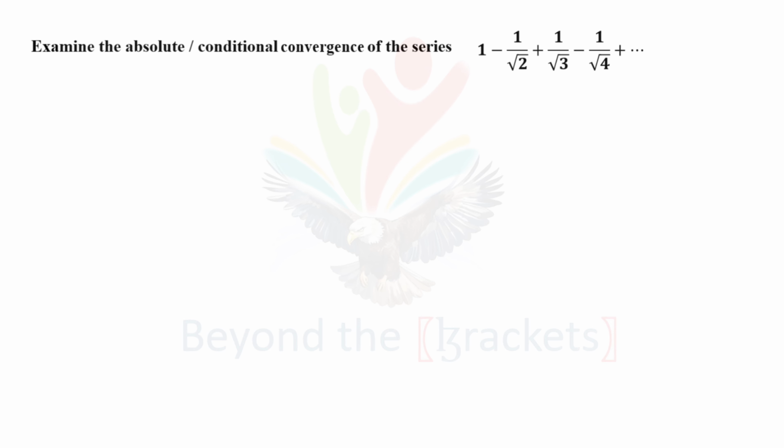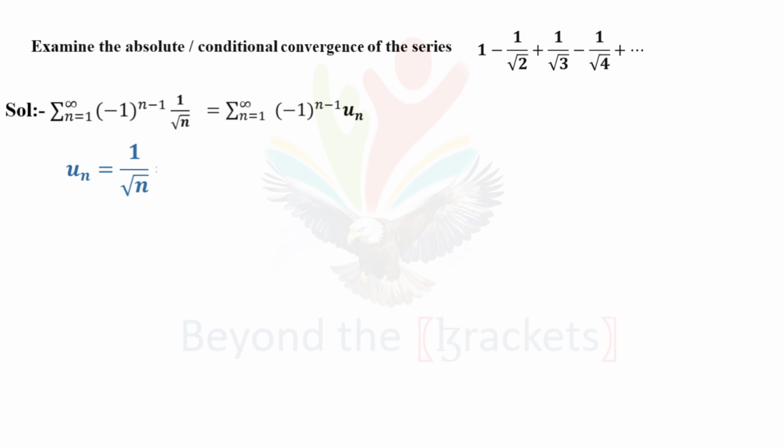Moving on, we are supposed to find whether the given infinite series is absolutely or conditionally convergent. Here the first term is 1, second term is minus 1 by root 2, third term is 1 by root 3, fourth term is minus 1 by root 4. So the nth term will be minus 1 power n minus 1 into 1 by root n. So here un is equal to 1 by square root of n, and the n plus 1th term will be 1 by square root of n plus 1.